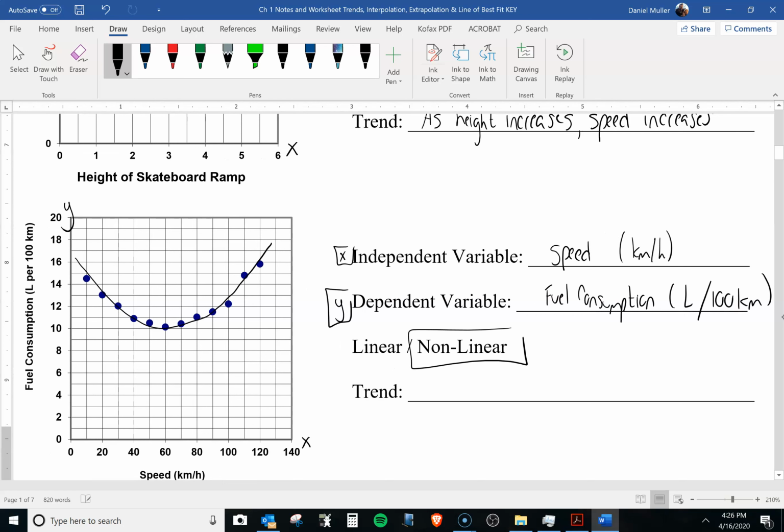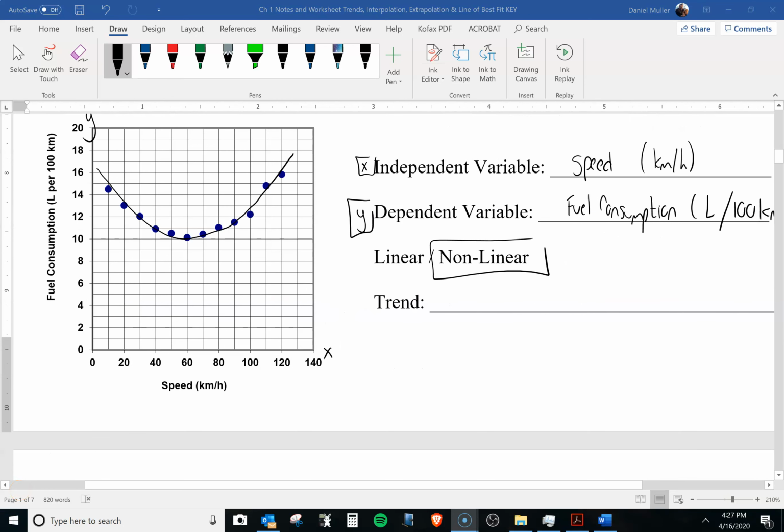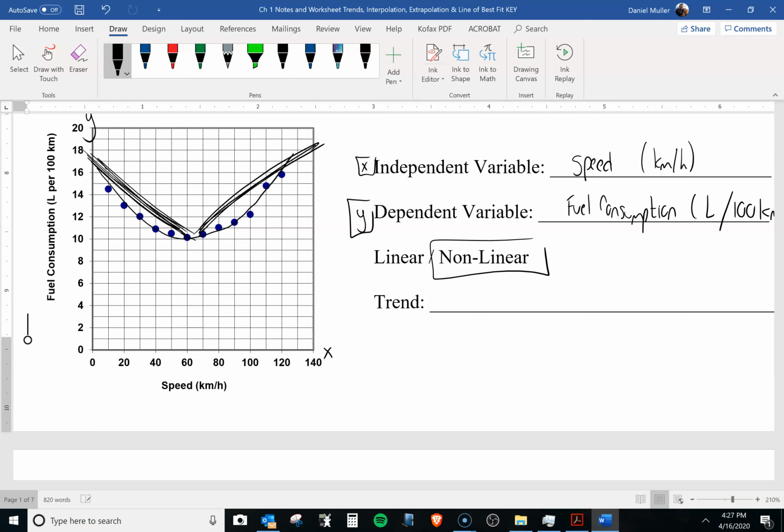And the trend. So the trend for this, it looks like it kind of has two trends. It looks like it's heading down. So from 0 to 60, it's heading down. And then from 60 onwards, it's heading up. So from 0 to 60 kilometers per hour, our fuel consumption decreases.